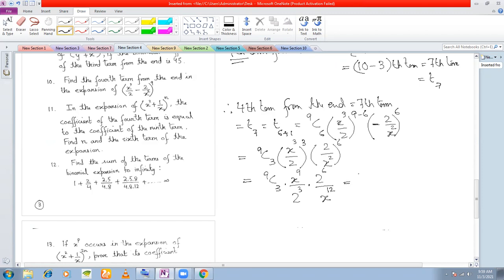So which is equal to 9C3 into x to the power of 9 minus 12 into 2 to the power of 6 minus 3, which is equal to 9C3 into 2 to the power of 3 into x to the power of minus 3. Okay, whose value you can now find to be 672 by x cube. So this is the fourth term from the end.